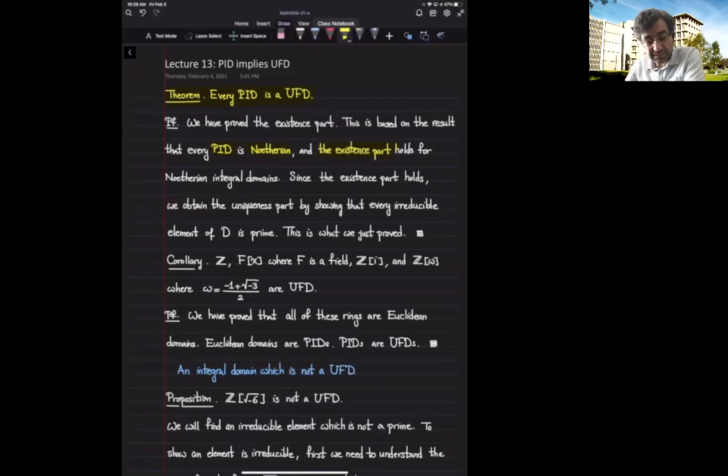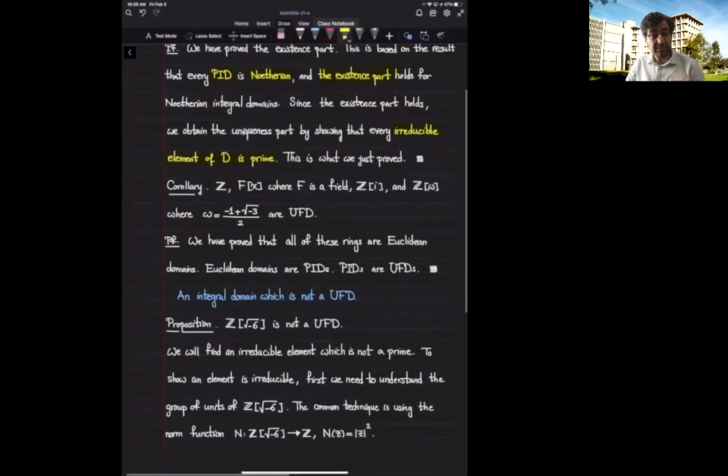Now, because the existence part holds, we know that the ring is a UFD precisely when every irreducible element is prime, and that is what we showed. So altogether, we get that every PID is a UFD. Now, in this course, we had proved many rings are PIDs. For instance, we showed that every Euclidean domain is a PID.